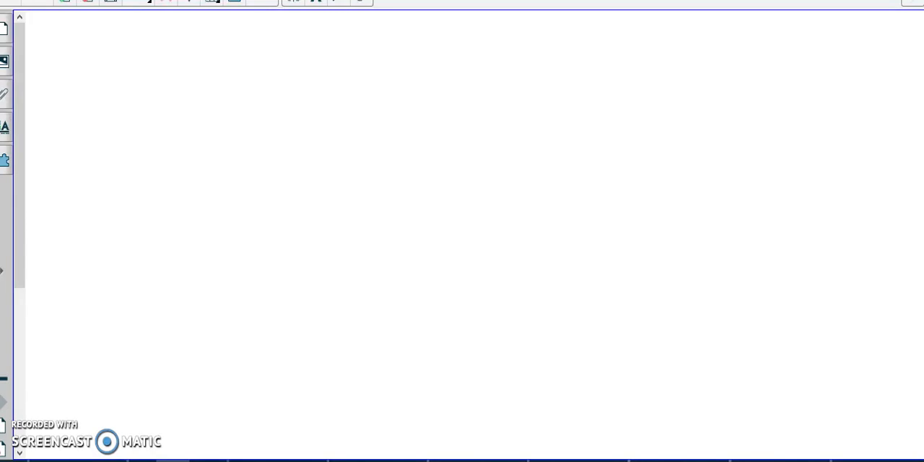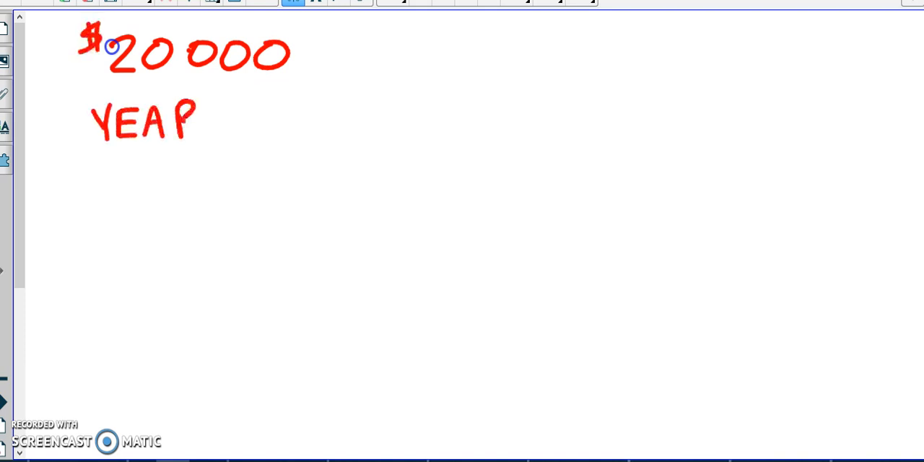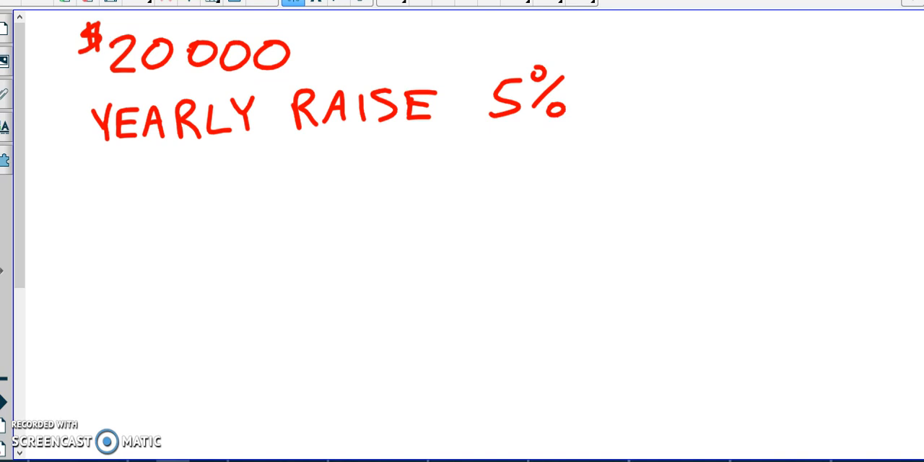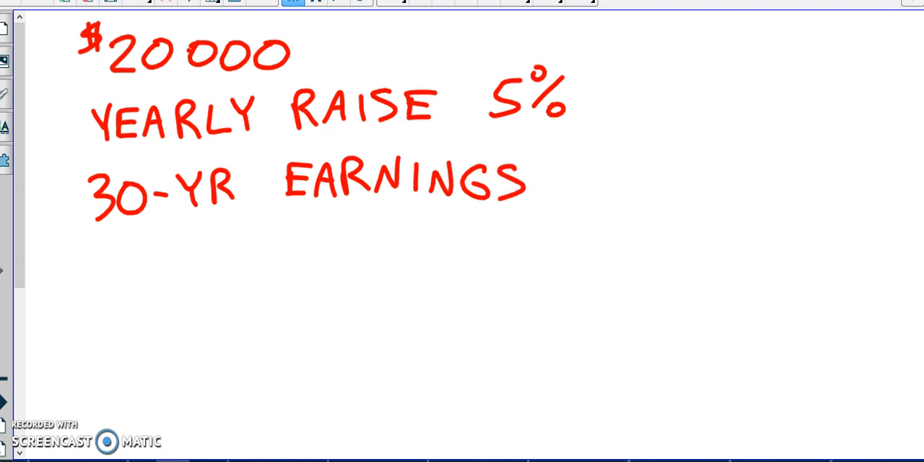So we're still talking about geometric sequences and partial sums here. One of the things that you can do is, let's say that for whatever reason there's a union contract that says that you're going to start off with a $20,000 salary and you have a yearly raise that's guaranteed at 5%. So I'd like to know, what is your 30-year earnings if you work that job for 30 years? These, of course, would be gross earnings.